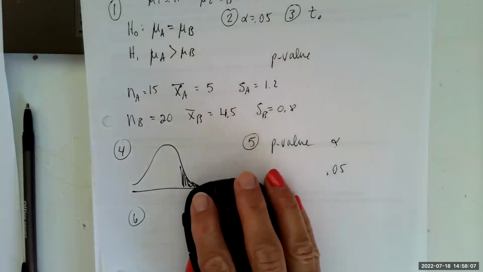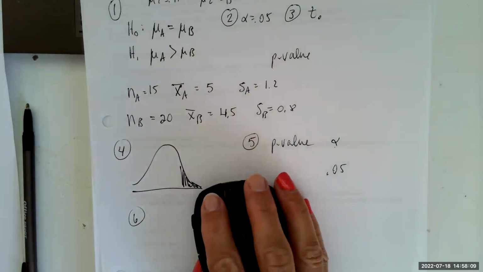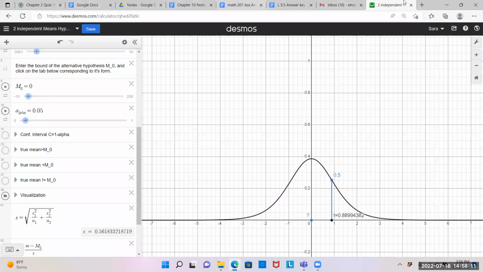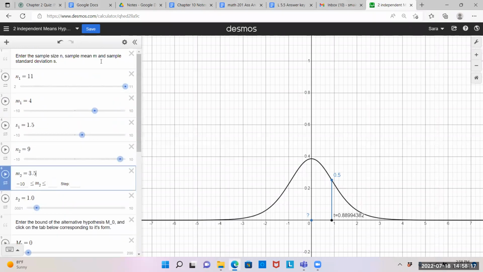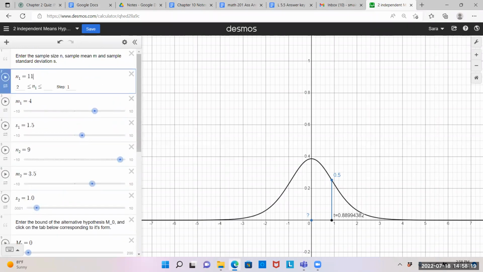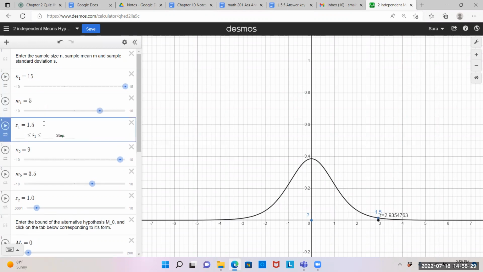So the program for Desmos is called two independent means. That's what you're going to be making sure you're using for this. Two independent means. So our sample size is 15, sample mean of 5, standard deviation of 1.2.